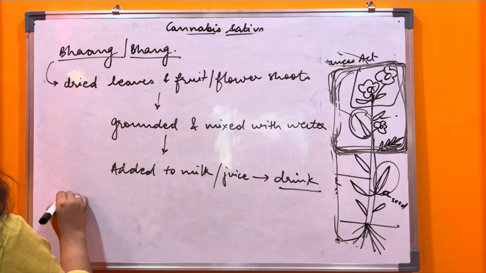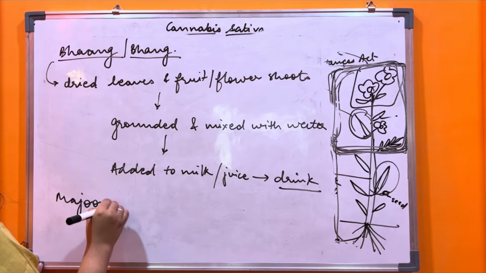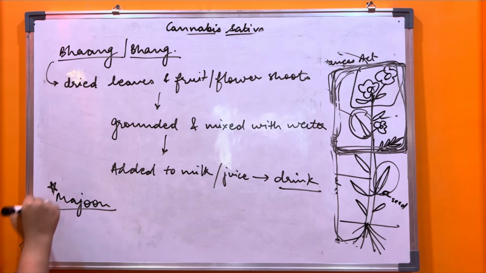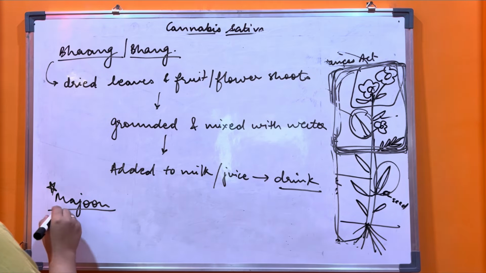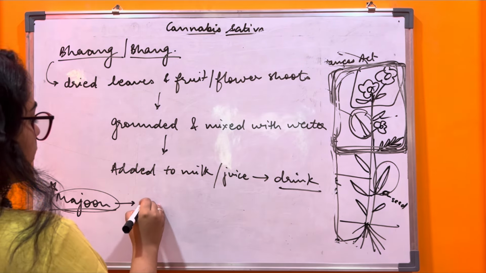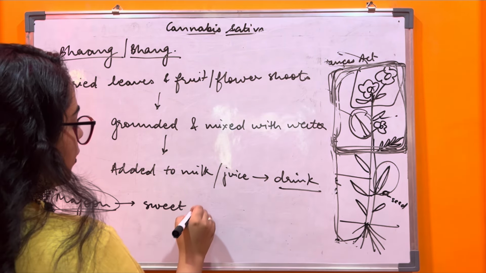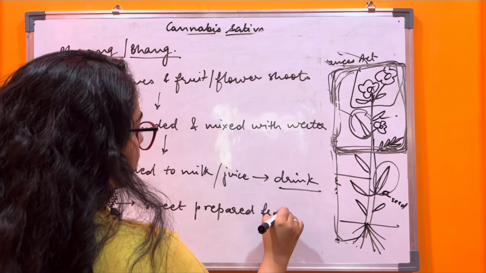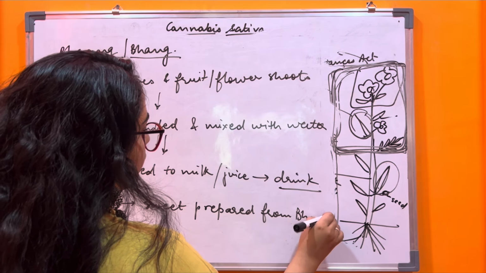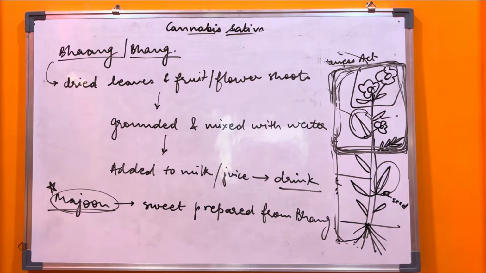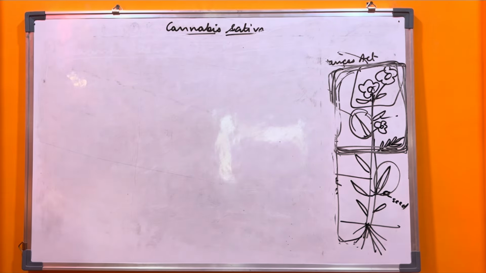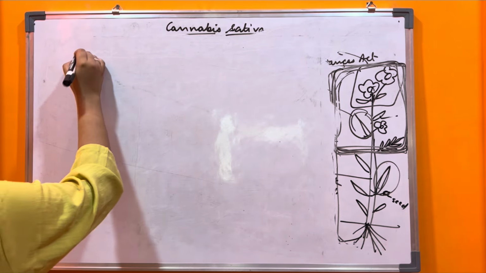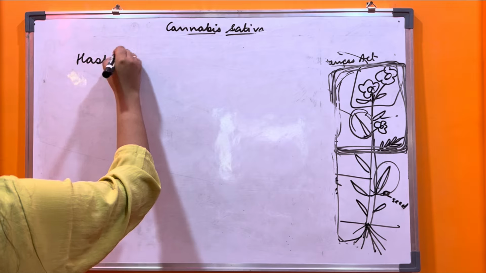And there is majoon. There was already a question in UGC-NET about majoon. So majoon is the sweet prepared from bhang. Now only one thing is left, which is hashish oil.